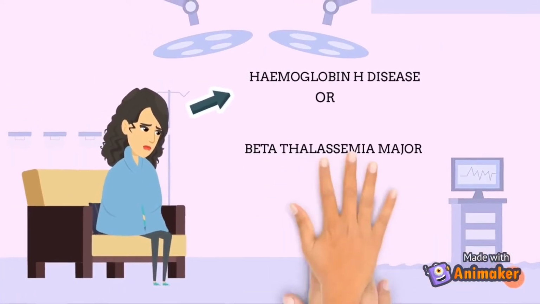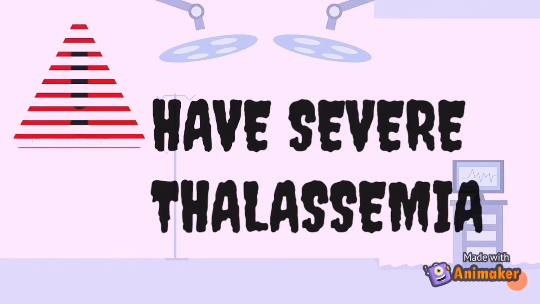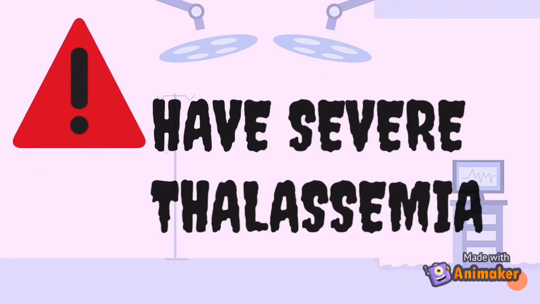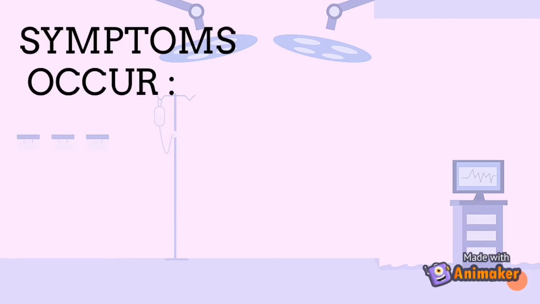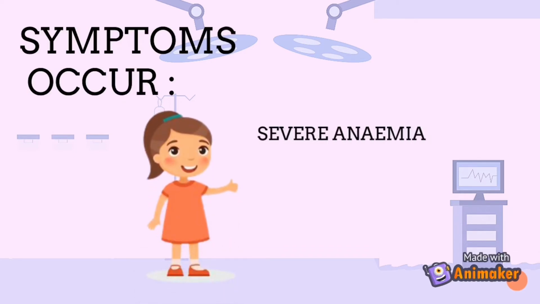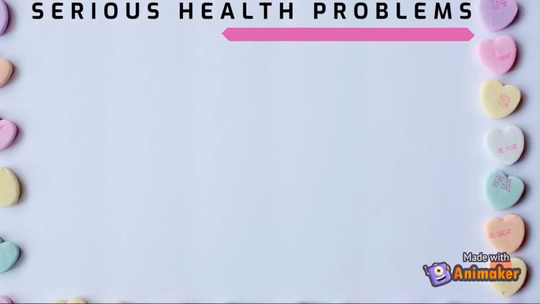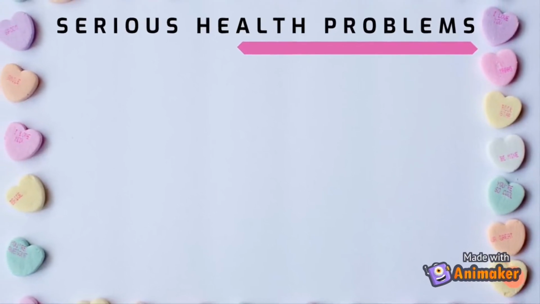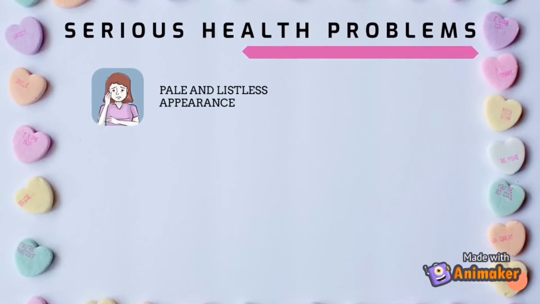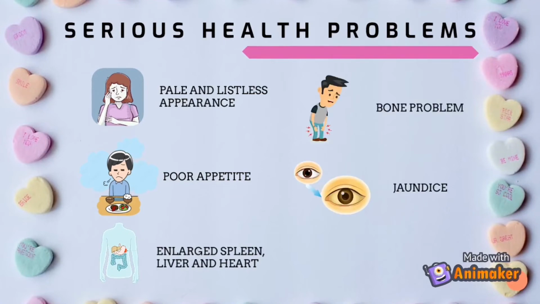People with hemoglobin H disease or beta thalassemia major have severe thalassemia. Symptoms occur within the first 2 years of life and include severe anemia and other serious health problems. Serious health problems include pale and lean appearance, poor appetite, enlarged spleen, liver and heart, bone problems, and the last one is dark urine.